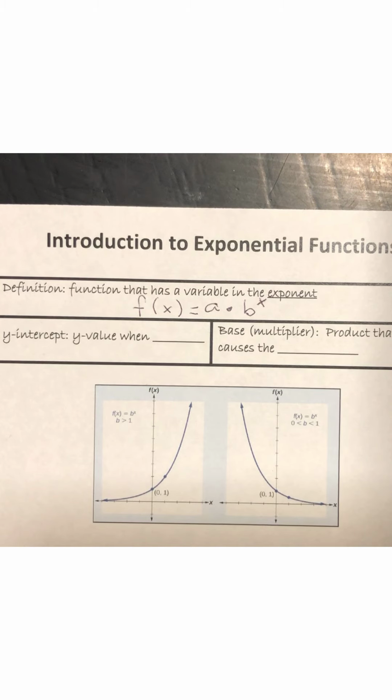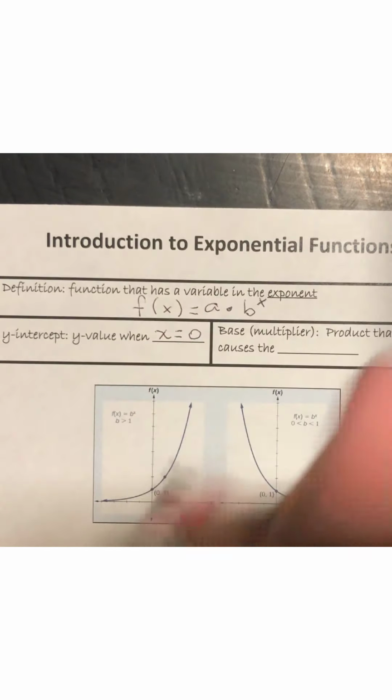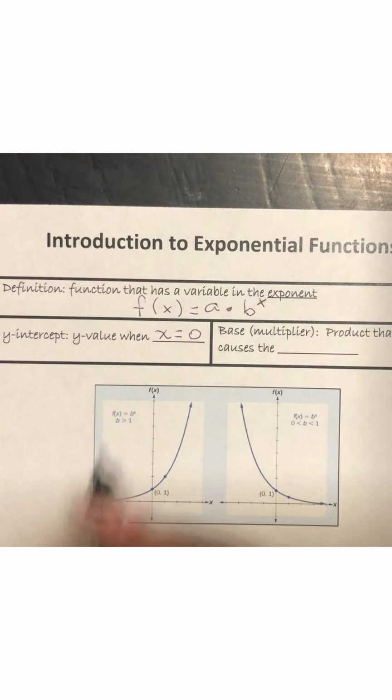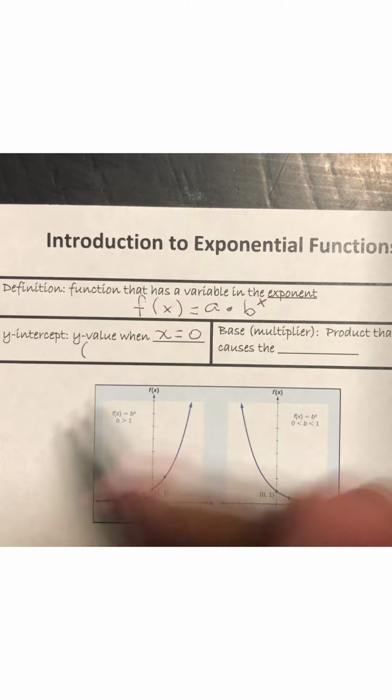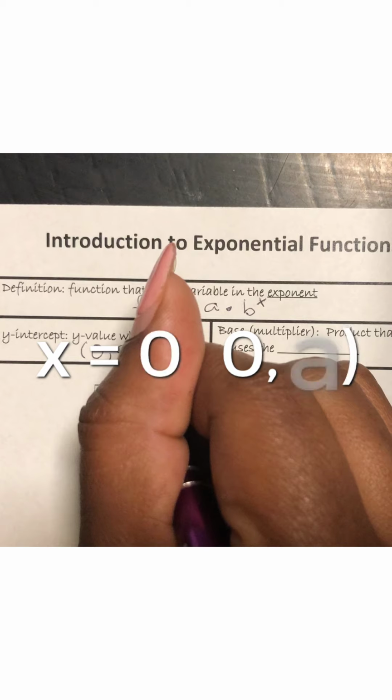Now, the y-intercept, y value when x is 0. So we know that the y-intercept is where the graph touches the y-axis. And if we look at this function that we have, a times b to the x, the x value will be 0. And the y-intercept will be whatever a is equal to, okay? And we'll go into a few examples in a little bit.